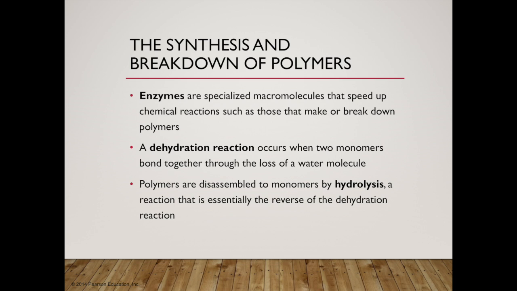So we're going to talk a lot about enzymes in the next couple of chapters. But enzymes are kind of like little machines that can make chemical reactions happen. When we make a polymer, when we're synthesizing a polymer, putting it together, we have what's called a dehydration reaction. And it's called that because, what happens to you when you're dehydrated? You don't have enough water. Water has become removed from you. So a dehydration reaction occurs when a water molecule is lost, and I'll show you how that works in a second.